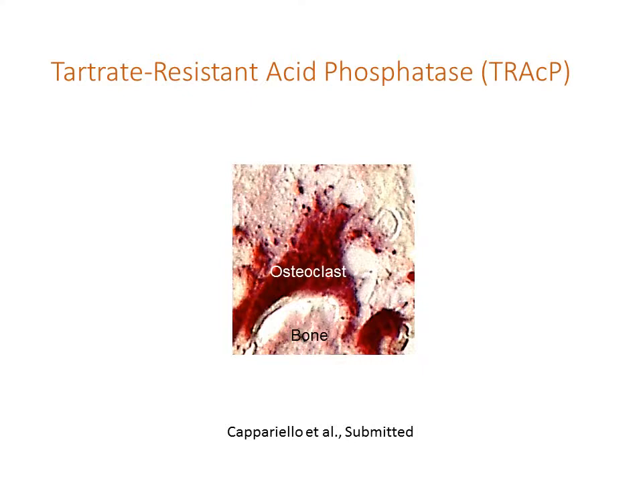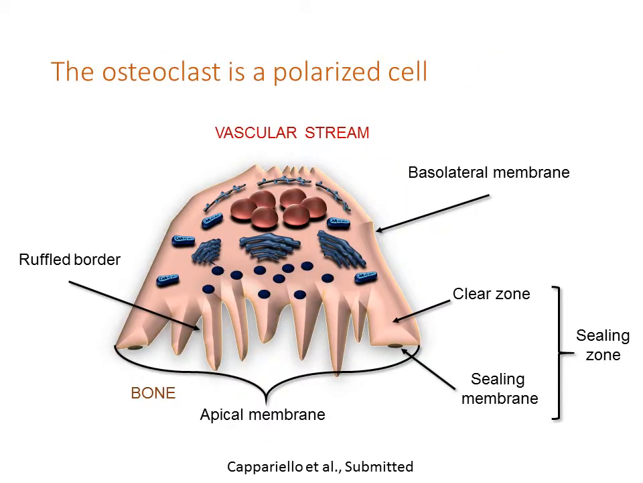Osteoclasts are very easy to recognize because they express a highly specific lysosomal enzyme called tartrate-resistant acid phosphatase, here in purple. The osteoclast is a multinucleated and polarized cell. Here you see the nuclei, the endoplasmic reticulum, many mitochondria, multiple Golgi stacks, and a high number of lysosomes that will be secreted by the cell.